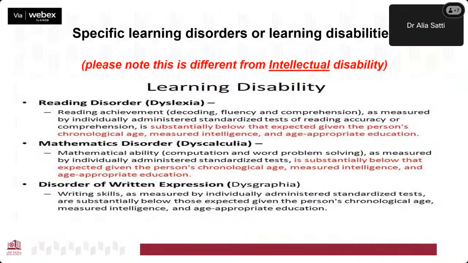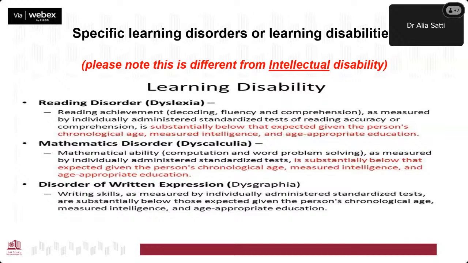The last slide: specific learning disorders or learning disabilities such as dyslexia, dyscalculia, dysgraphia. Sometimes people use it interchangeably with intellectual disability, and this is very inaccurate because they're very different. Individuals with intellectual disability have low IQ, whilst individuals with learning disabilities have average IQ, or just below, low average, let's say.